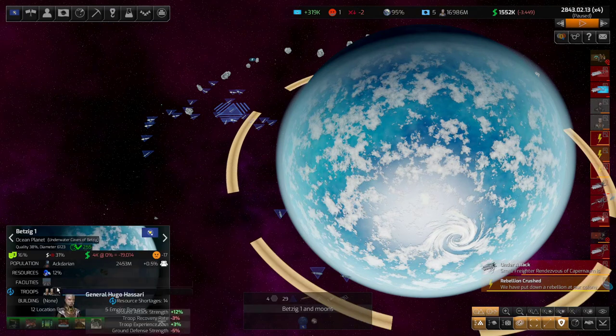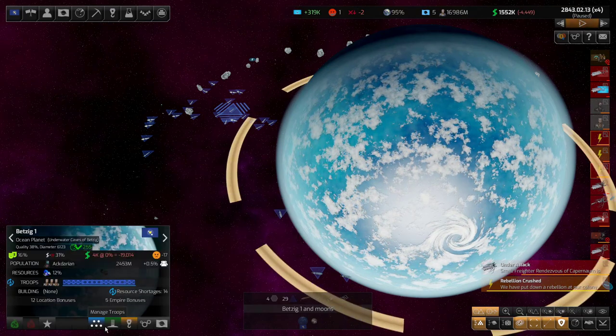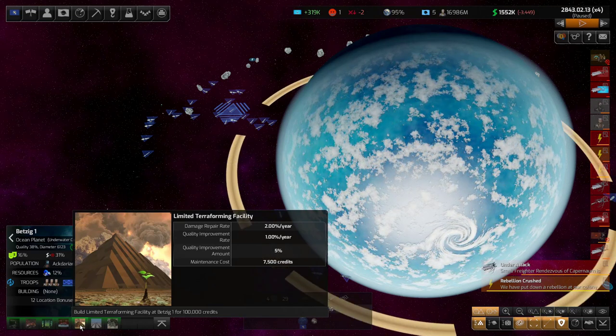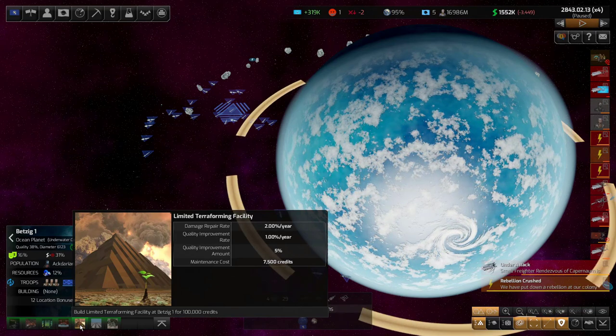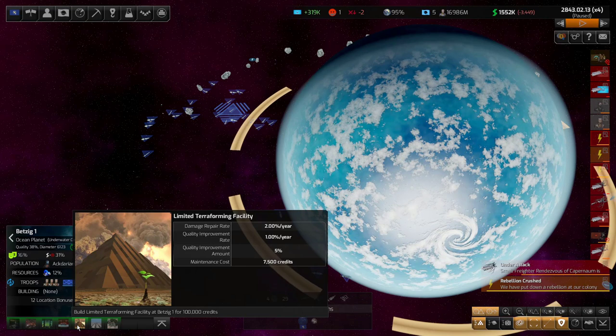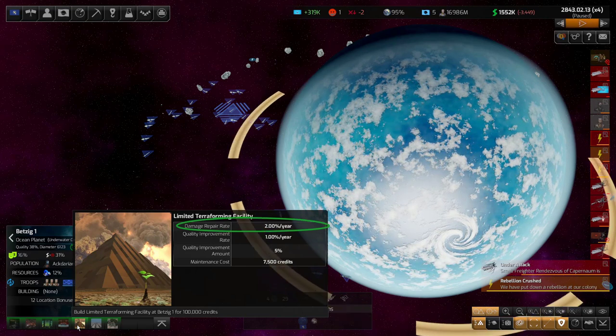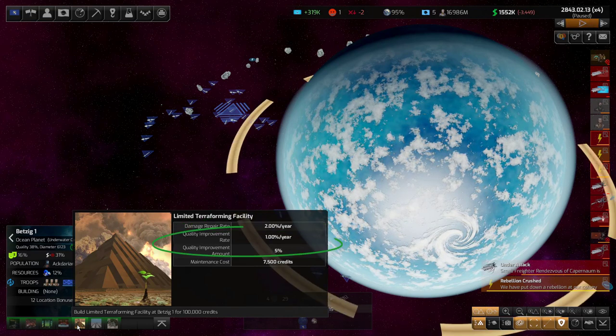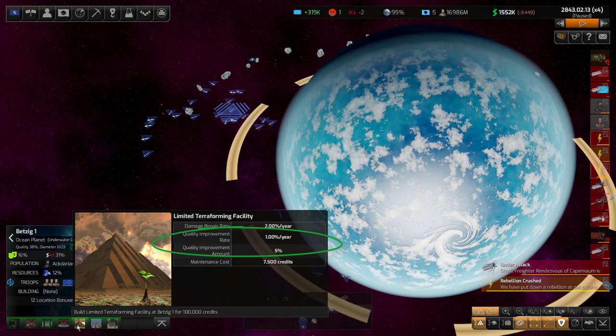But the other thing I want to do, actually first, let me get rid of that, is I want to build, I wouldn't do it first, but I want to do it first here for you because I just want to demonstrate what's happening quicker, the terraforming facility. So what this is going to do is it's going to fix the damage first at 2% per year. And then it's going to improve the quality at 1% per year up to 5% higher.